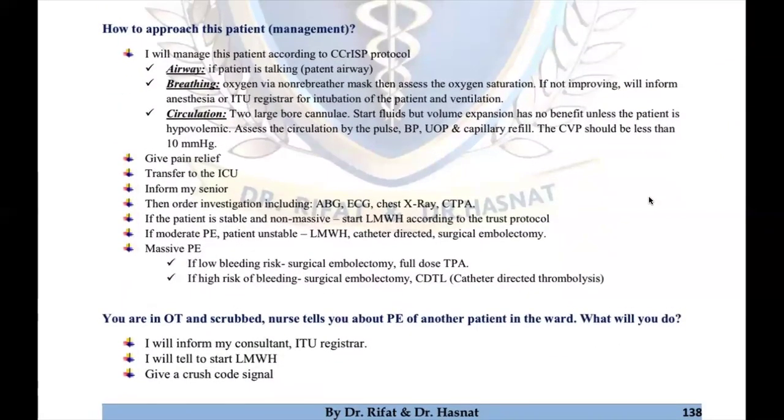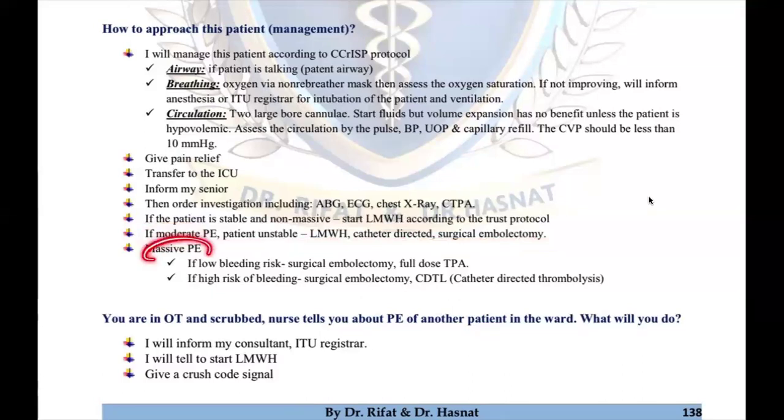So how to approach the patient, how to manage the patient? As I was saying, the CQS protocol: airway, breathing, circulation, those things are the same. Then pain relief, ITU, inform my senior. Then what investigations do you look for if the patient is non-massive? Have a look at quick revision. If the patient is stable and non-massive, low molecular weight heparin only. If moderate, low molecular weight heparin, catheter-guided or surgical embolectomy. Did you get my point?